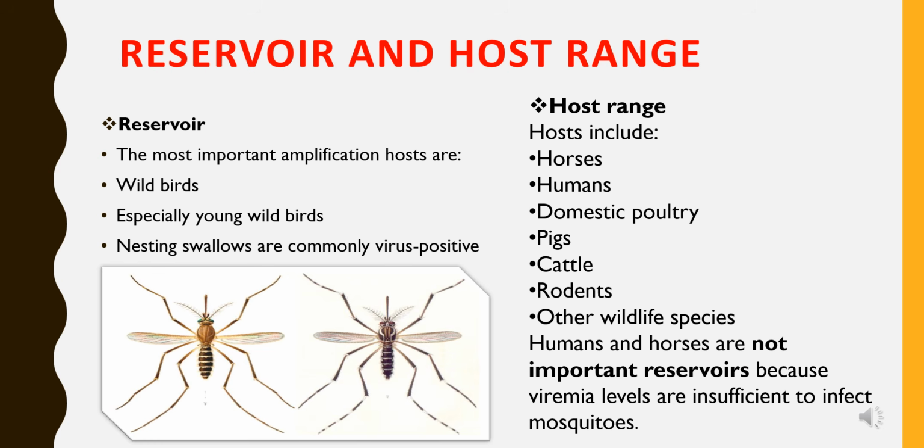How does the virus reach humans? The main way is through the bite of an infected mosquito, and the primary carrier is the Culex tarsalis mosquito. The life cycle starts from birds to mosquito and then back to bird, and humans and horses are infected accidentally. There are no records showing that the disease spreads from human to human.